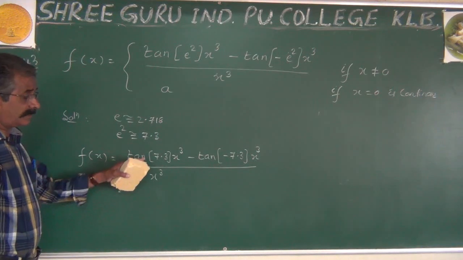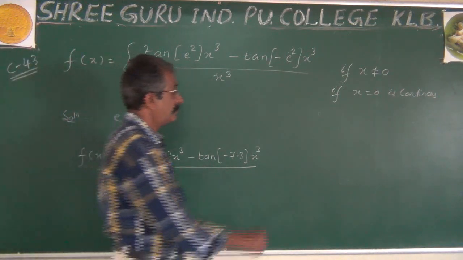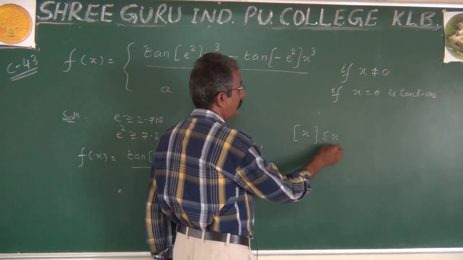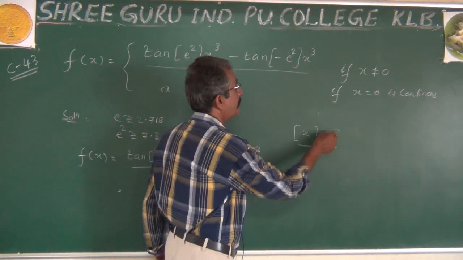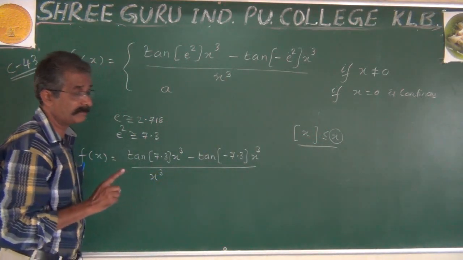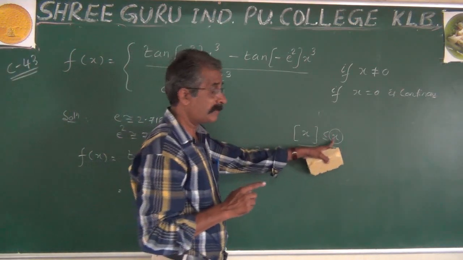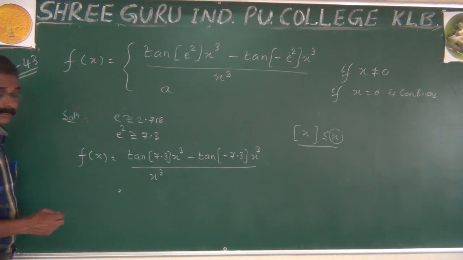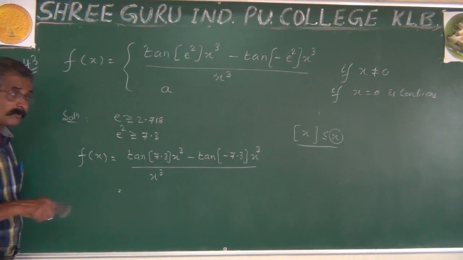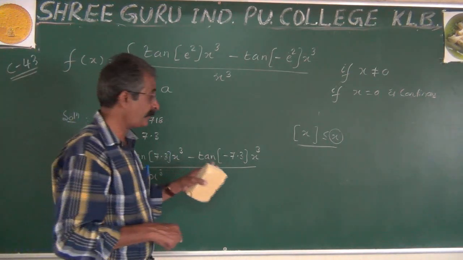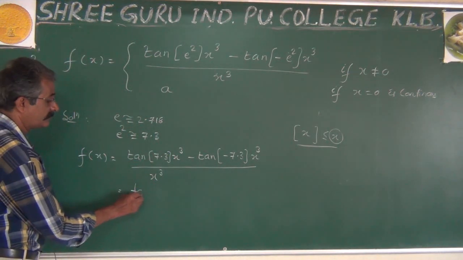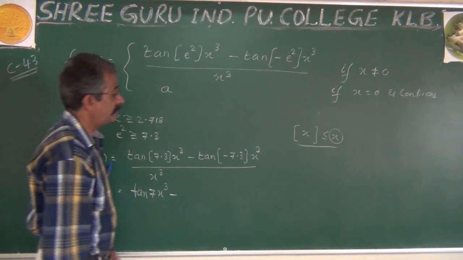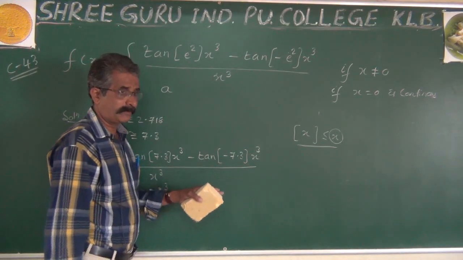Now recall the greatest integer of 7.3. The definition says that the greatest integer of x is always less than or equal to x, where this is perfectly an integer, but at most equal to x, never greater than x. Obviously, the greatest integer of 7.3 cannot become 8. Its value will be 7. So it is tan of 7x cube minus.